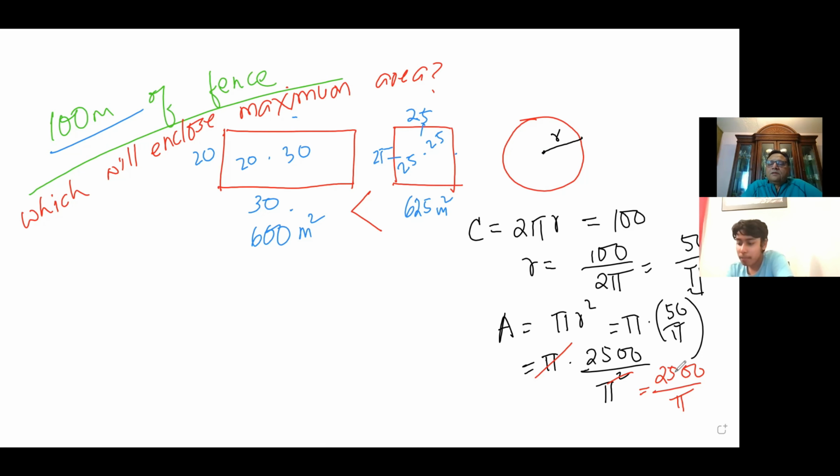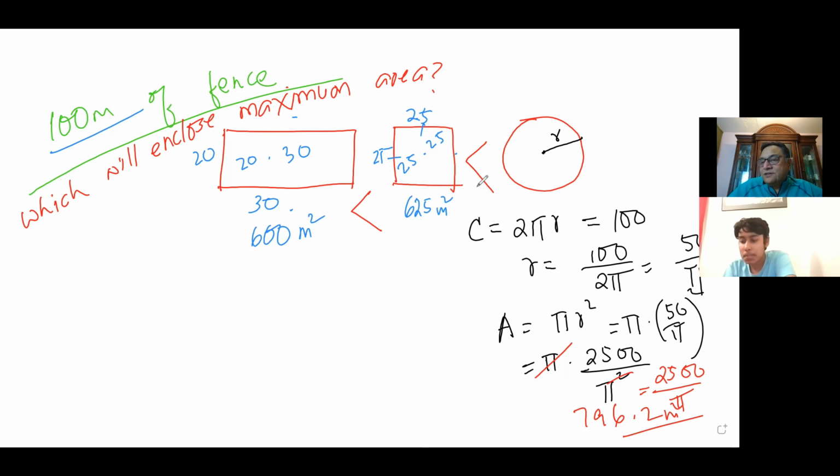Divided by pi, sir. 3.14. Give me one decimal place. 796.2. Do you see it is much more? Yes, sir. So the area which you get when you use the same perimeter of the fence using a circle is even higher. You get the idea? Yes, sir.